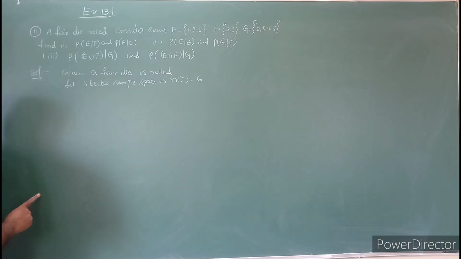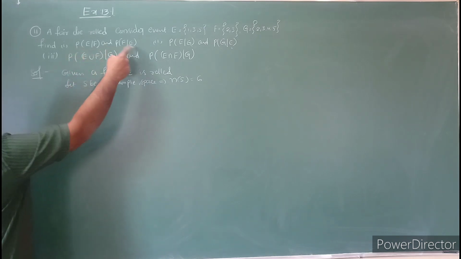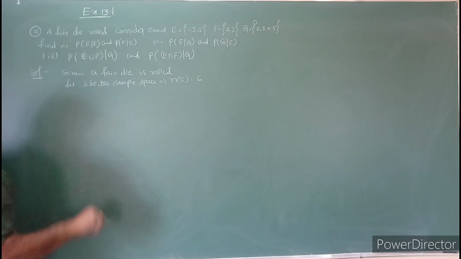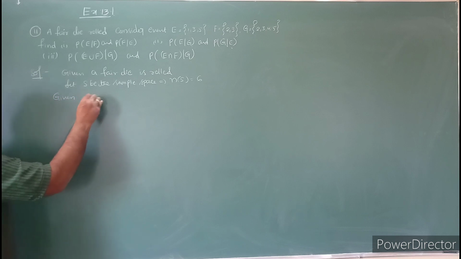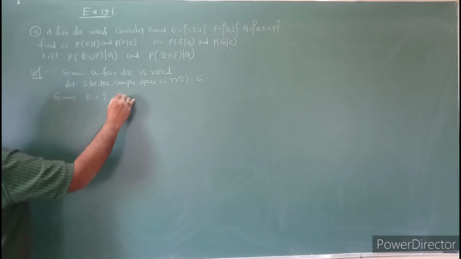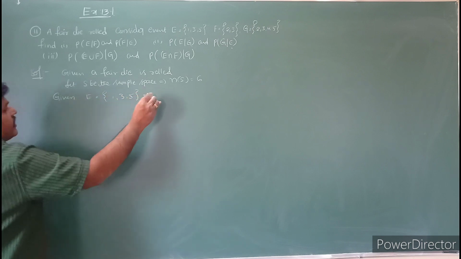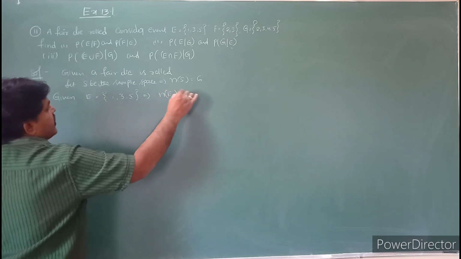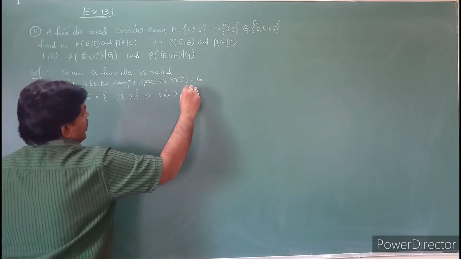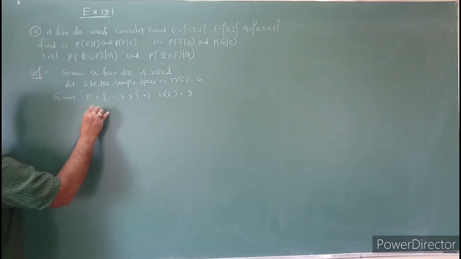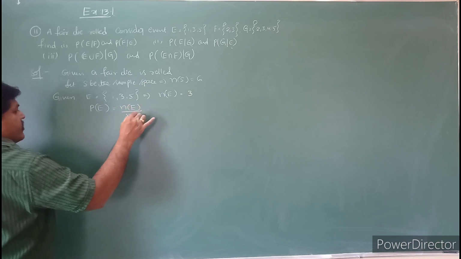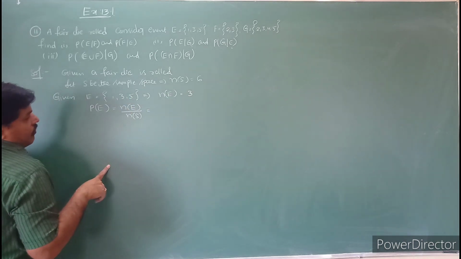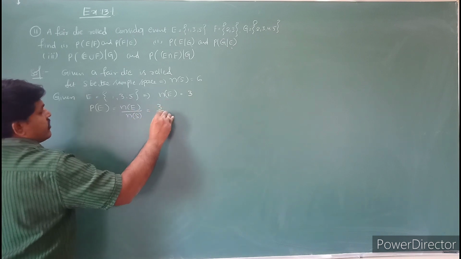So the first question, you have to calculate probability of E given F and probability of F given E. So first, what will we calculate? Probability of E. What is E? E is equal to {1, 3, 5}. So that implies N of E is equal to 3. So probability of E is equal to N of E by N of S, that is 3 by 6.